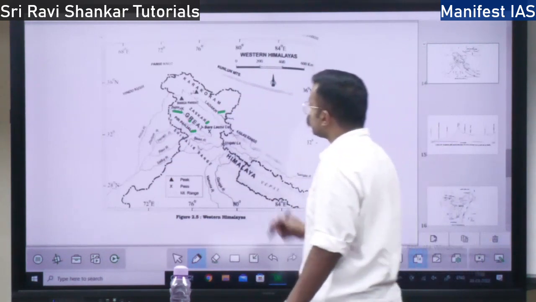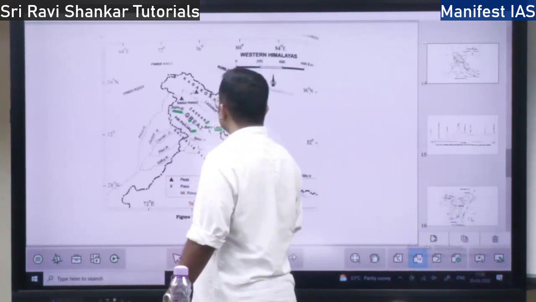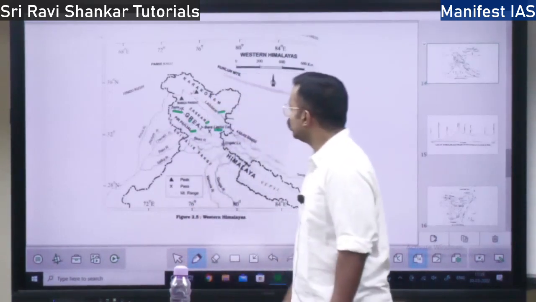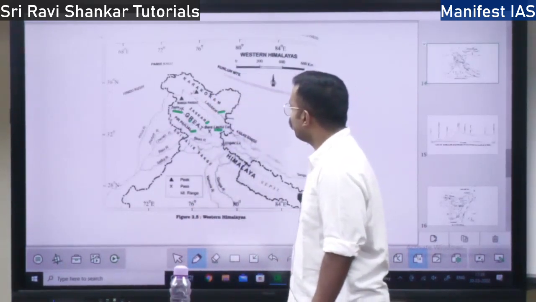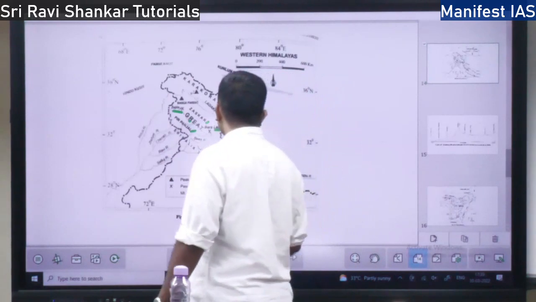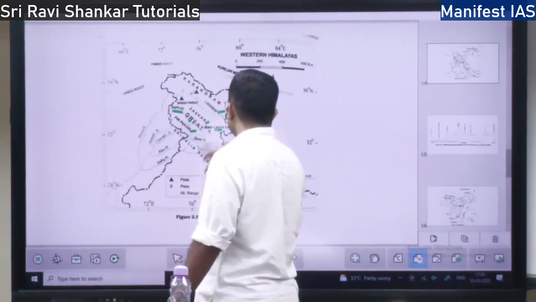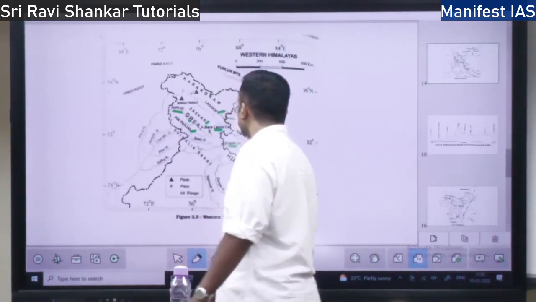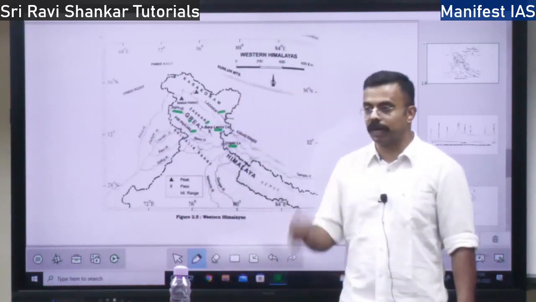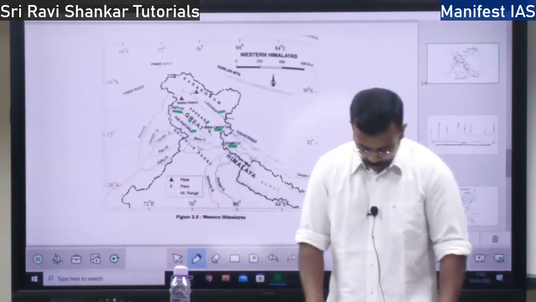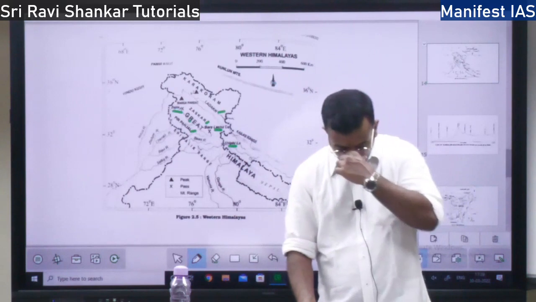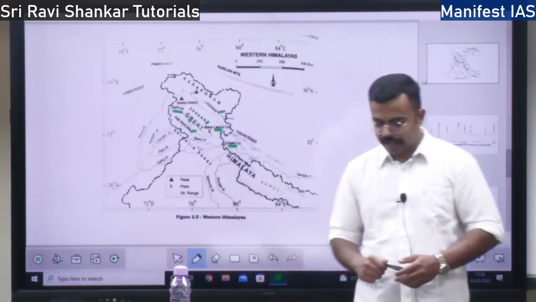They have also shown Baralachala Pass. Baralachala is also on Greater Himalayas, I believe. Then you have Shipkila. Shipkila is in Himachal Pradesh. Shipkila Pass is also there. Totally 6 passes, very, very important. Right? So also certain lakes are there here.